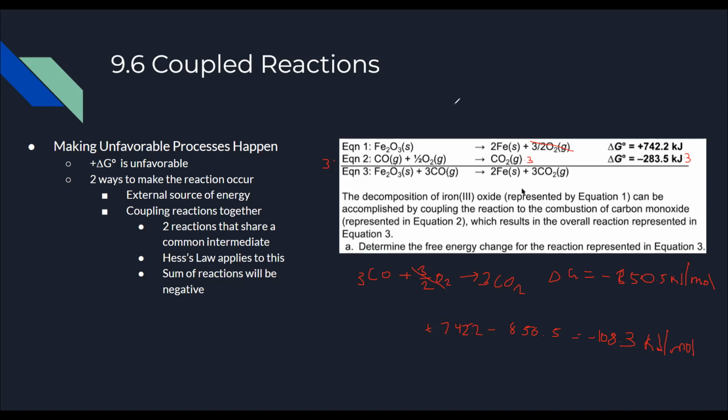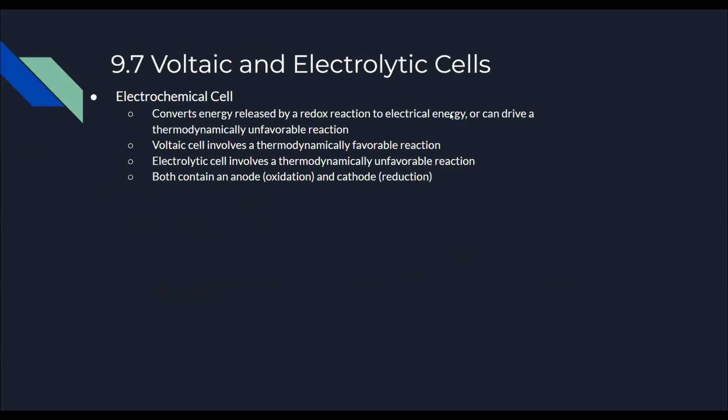Okay. 9.7, voltaic and electrolytic cells. So an electrochemical cell basically converts energy that's released by a redox reaction into electrical energy, or can drive a thermodynamically unfavorable reaction. A voltaic cell involves a thermodynamically favorable reaction, and an electrolytic cell, which is another type, involves a thermodynamically unfavorable reaction. Both contain an anode, which is the oxidation half of the reaction, and a cathode, which is the reduction half of the reaction.